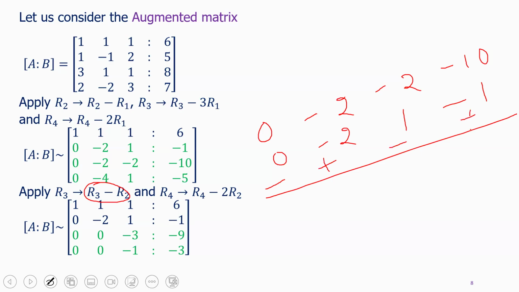Minus plus, minus plus. So this is 0. Minus 2 plus 2 is 0. Minus 2 minus 1 is minus 3. And minus 10 plus 1 is minus 9. So we have 0, 0, minus 3, minus 9.